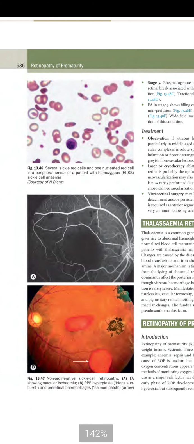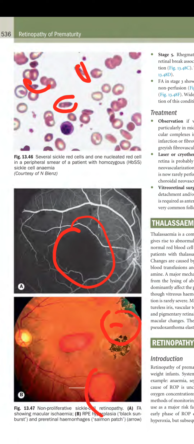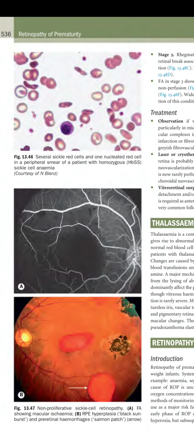This shows several sickled red cells and one nucleated red cell in the peripheral smear of a patient with homozygous HbSS. So this is a sickling hemoglobinopathy. Figure 13.47 shows non-proliferative sickle retinopathy. The autofluorescence is showing macular ischemia. This is RPE hyperplasia, black sunburst, and preretinal hemorrhage. So this is a salmon patch, and this is a black sunburst.